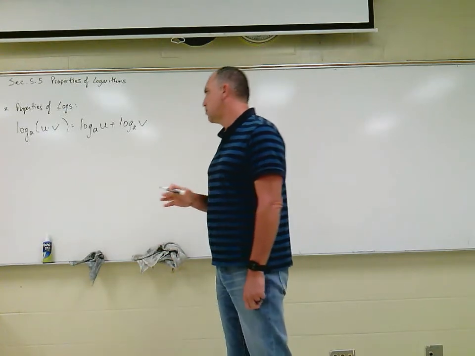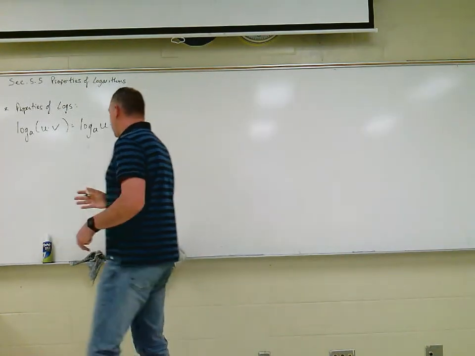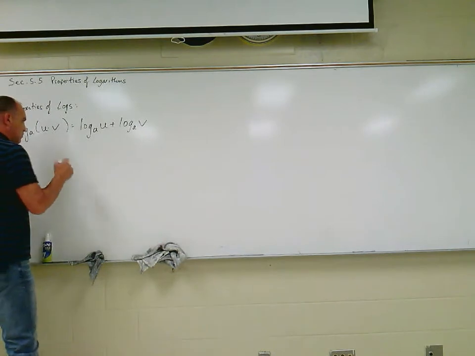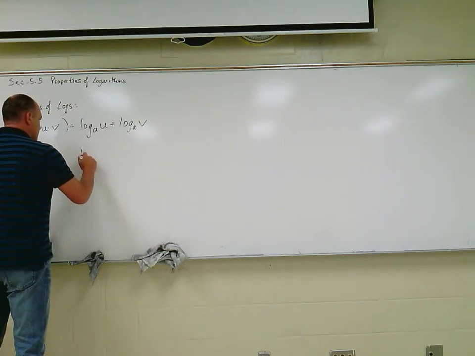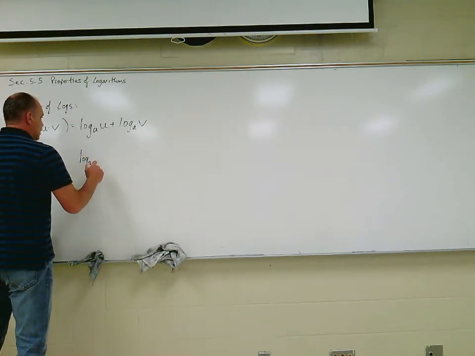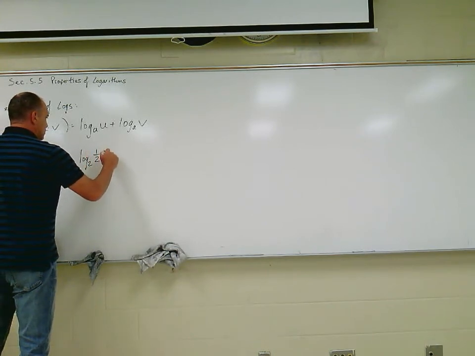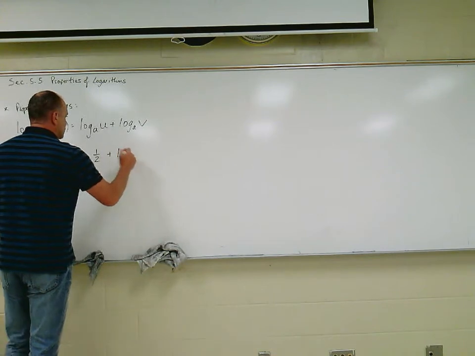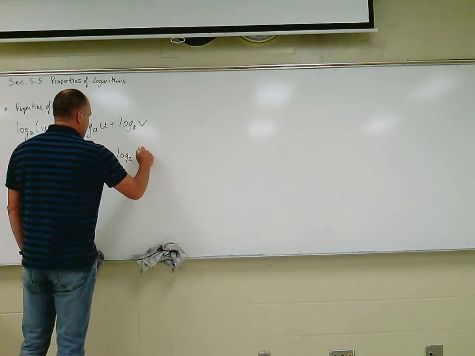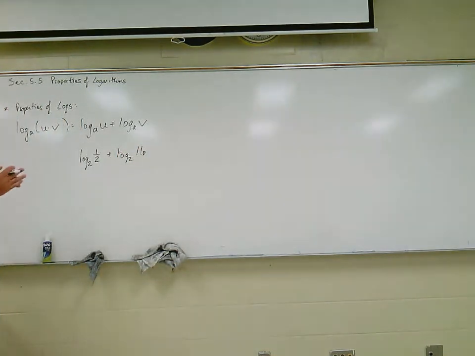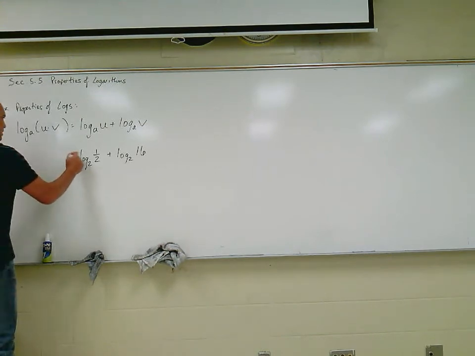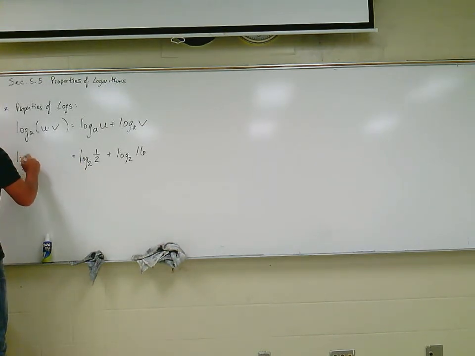So to give you an example, let's just say we have the right hand side. Let's just say we had log base 2 of 1/2 plus log base 2 of 16. We have both of these. We could write this as 1 log of multiplication. So log base 2 of 1/2 times 16. So that would be equal to log base 2 of 8.